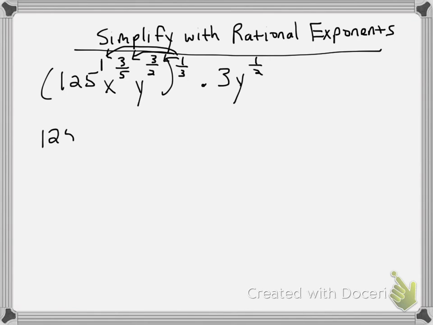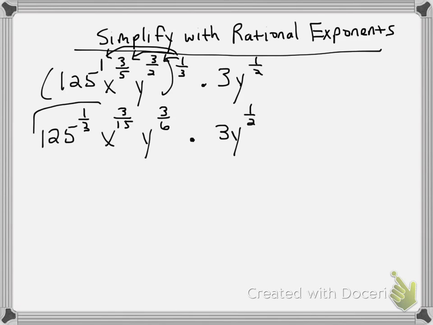So this becomes 125 to the 1/3, x to the 3 over 15, y to the 3 over 6. And we're still multiplying it by 3y to the 1/2. I'm going to simplify as much as I can. Now this right here, the 1/3 power, really just means the cube root of 125. So we're trying to identify a number that we multiplied to itself 3 times in order to get 125, and that's just 5. I'm going to write this as x to the 1/5.